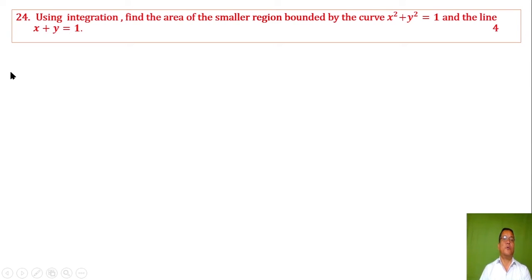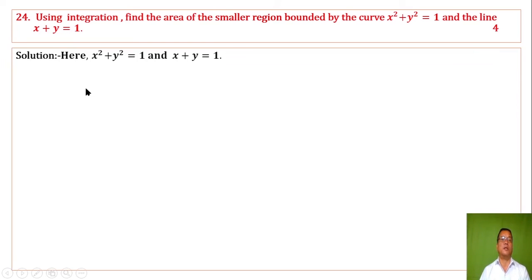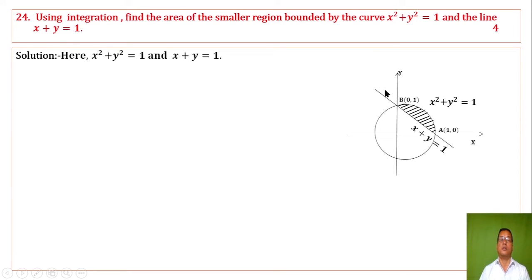For question number 24, using integration, find the area of the smaller region bounded by the curve x squared plus y squared equal to 1 and the line x plus y equal to 1, for 4 marks. Application of integral question. Here the curve is this and x plus y equal to 1. We have this picture. We have to find out the shaded region. Clearly we know that they two intersect at A whose coordinates are (1, 0) and at B whose coordinates are (0, 1).